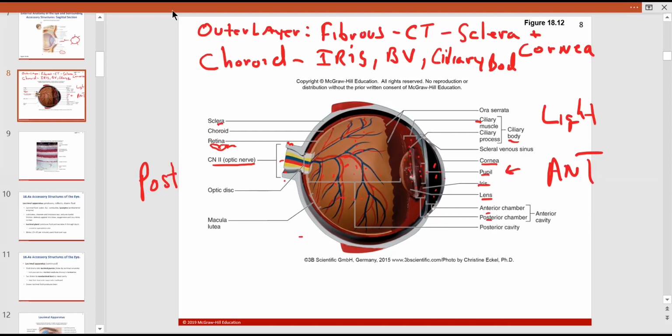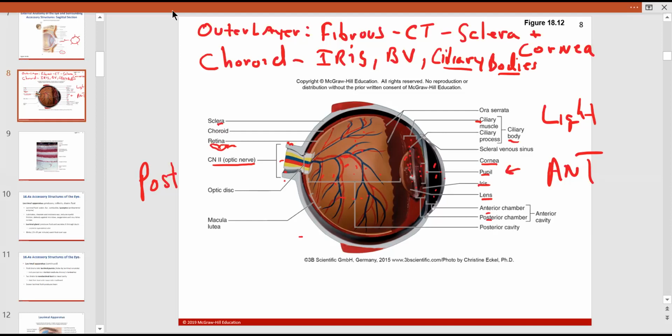The ciliary muscles help the lens stay in place and also help accommodate to different vision. Like your lens is going to change shape. Like I told you, it's like a football shape, biconvex. But if you have to see further away, it's going to change its shape to more concave.